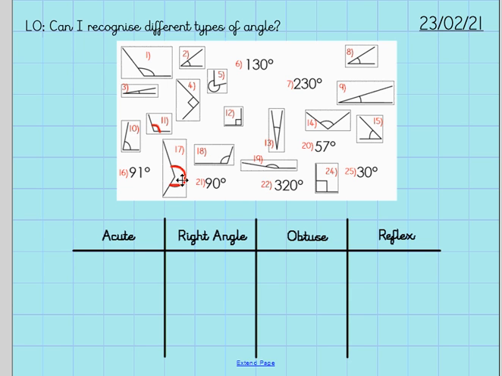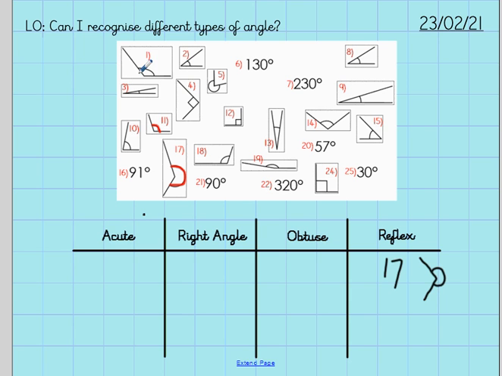Is that greater than 180? Yes, it is. So that one I would put into reflex. So I might just write the number 17. So number 17 is in here. I might want to draw it out so I can see roughly what it looks like. That's up to you. So you're going to draw this table, or you're going to have this table, and you're then going to fill these in into the correct box.